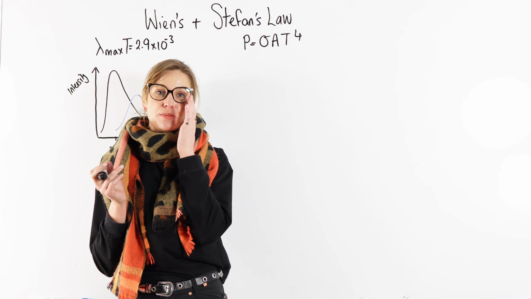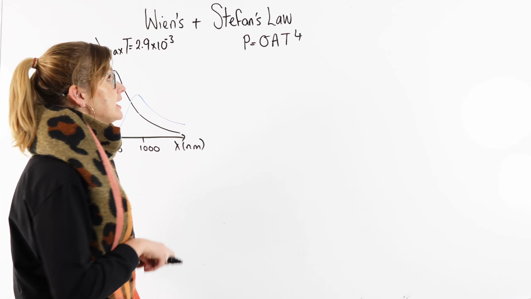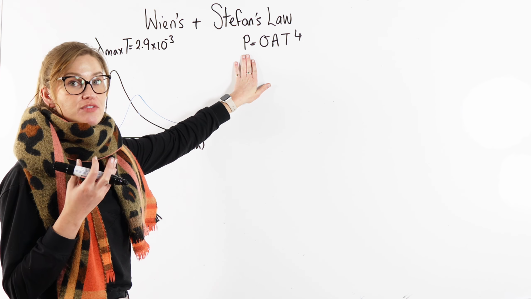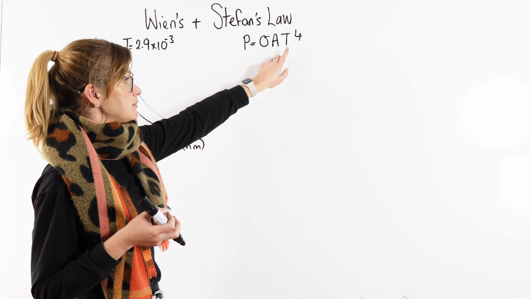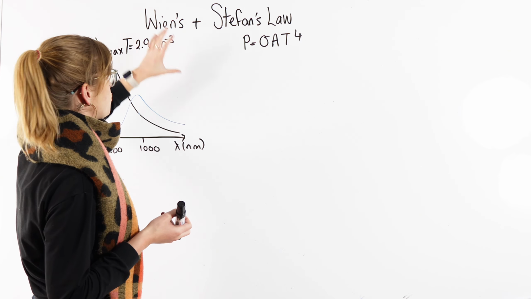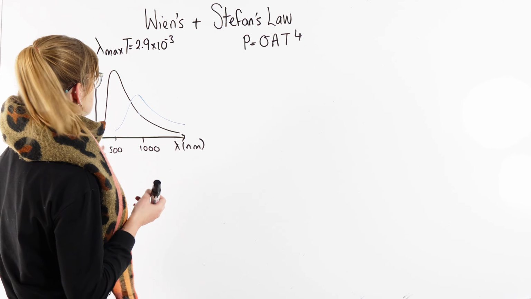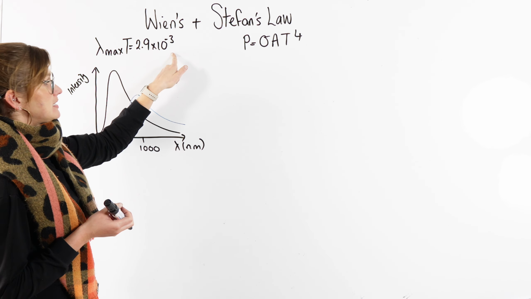Hi guys, so we're going to do a bit of astrophysics now between Stefan's law and Wien's law. Stefan's law is quite a nice one. It just tells us that the power or the luminosity of a star is equal to Stefan's constant, that one's on your data sheet, times its area, times its temperature to the power of 4. So the way we can find its temperature is actually by using Wien's law. Wien's law says that the wavelength max times the temperature is always equal to a set constant.